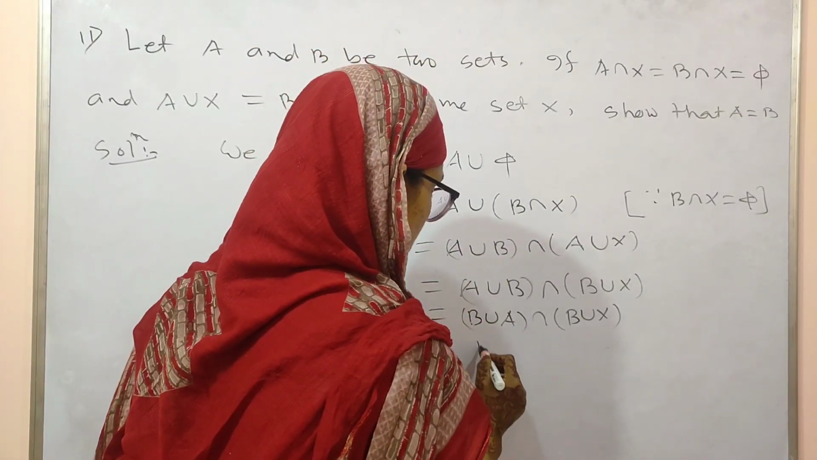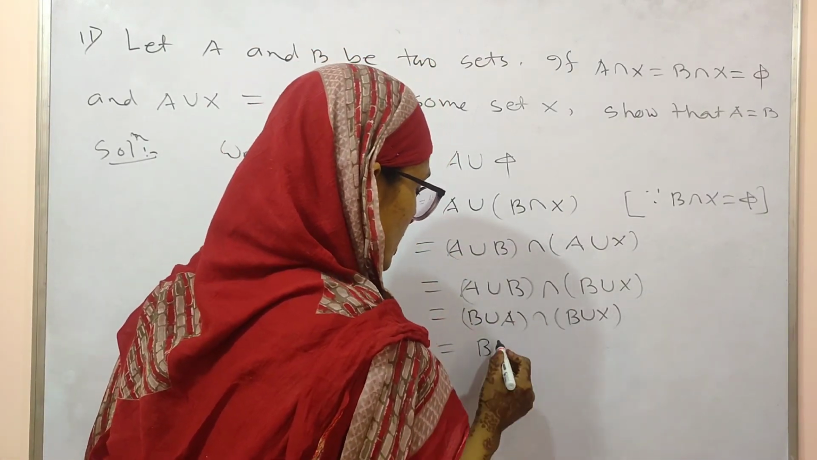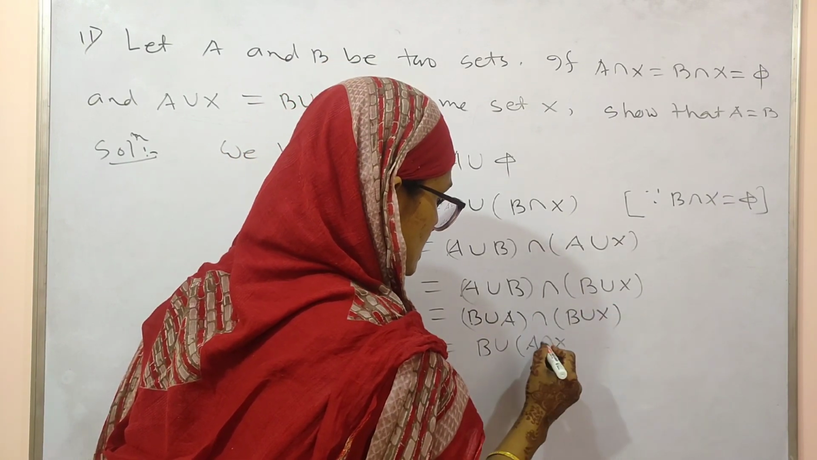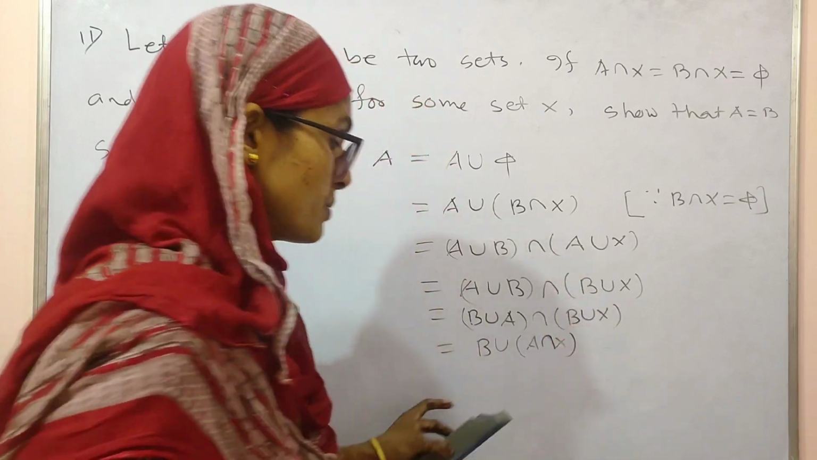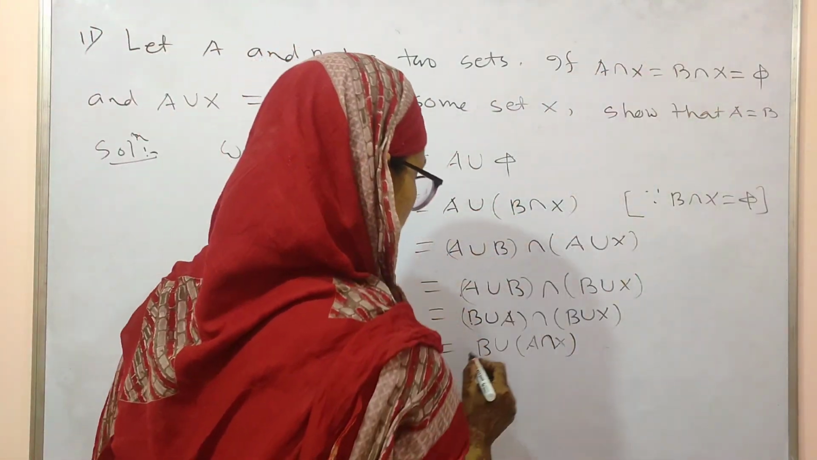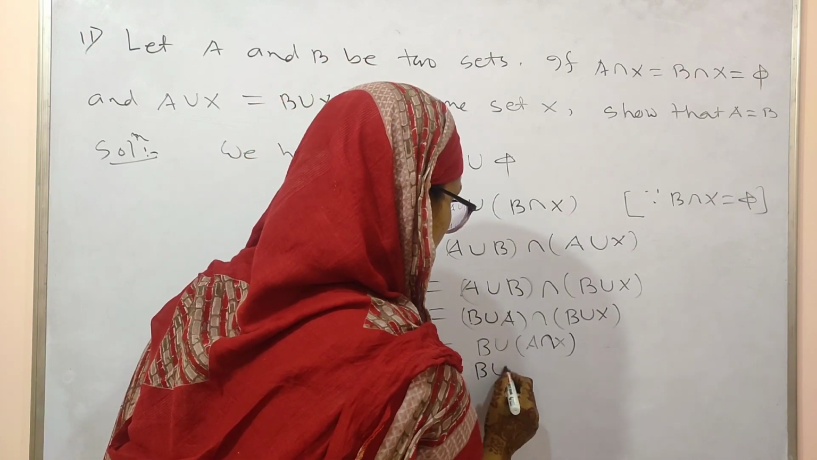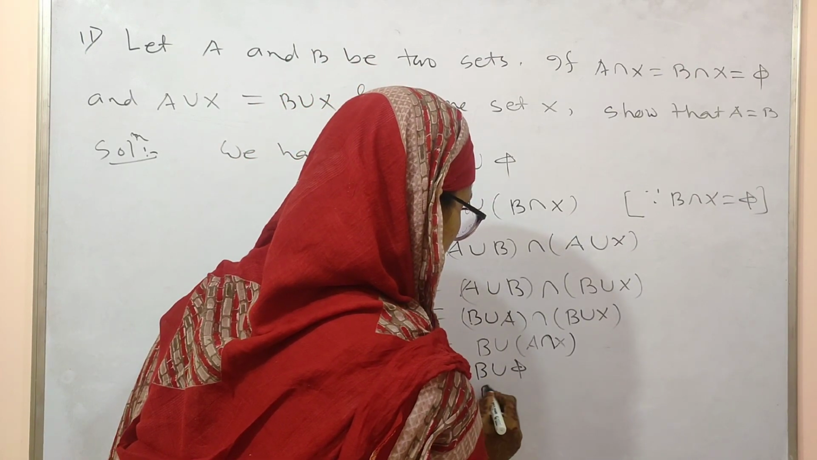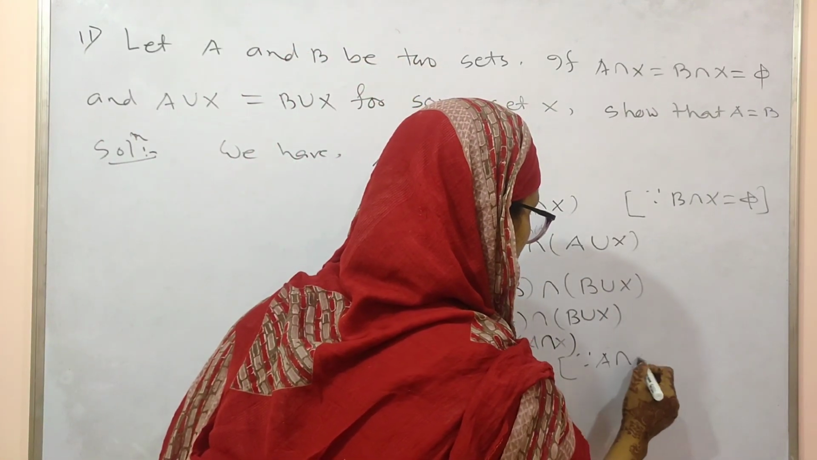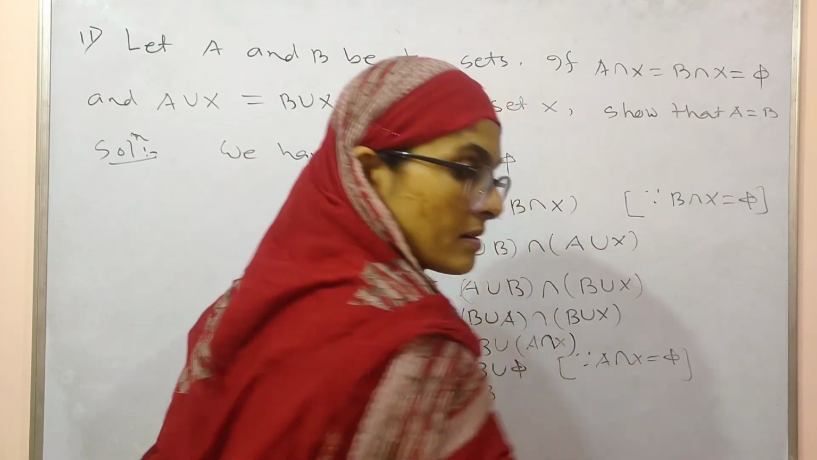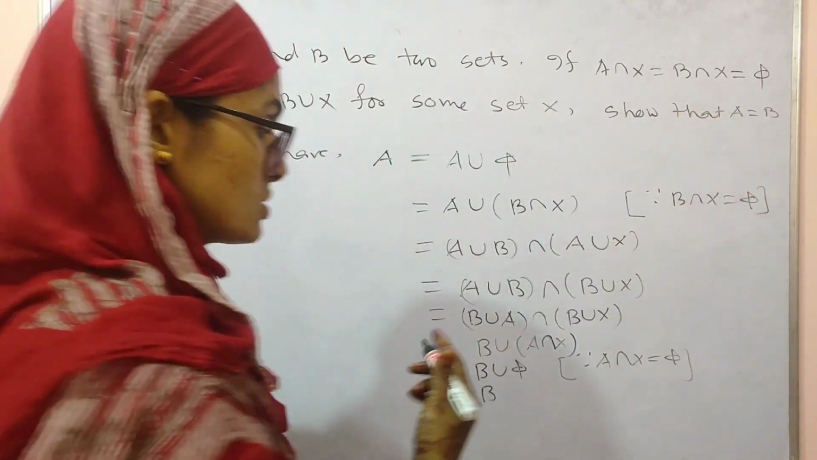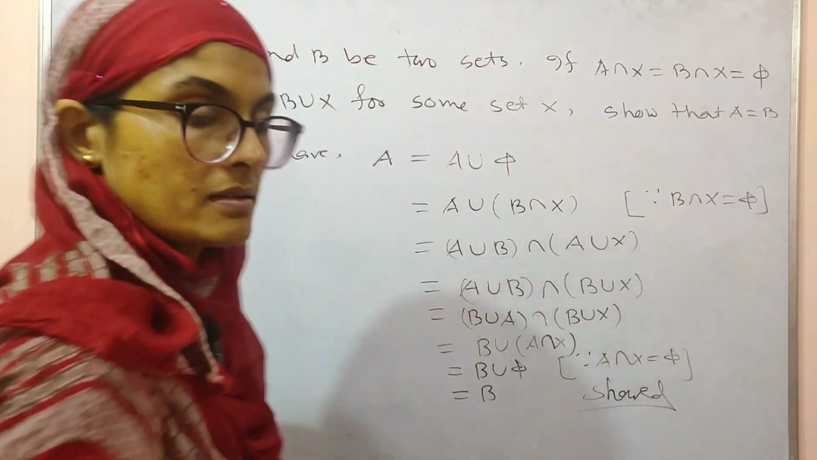Next you can write B union (A intersection X). Again, A intersection X equal to phi, so B union phi, you can write B, since A intersection X equal to phi. So here you have shown that A equal to B.